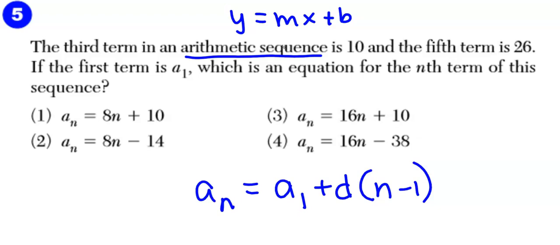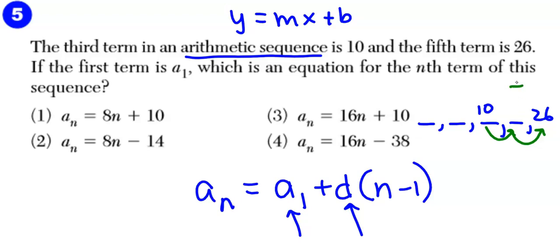So, if I know that the third term is 10 and the fifth term is 26, then I need to figure out what the formula is by finding the answer in the first position and the common difference. I can see that in 2 moves, I have grown by 16. And I need to figure out, if I split that into 2 moves, how much is each additional amount.